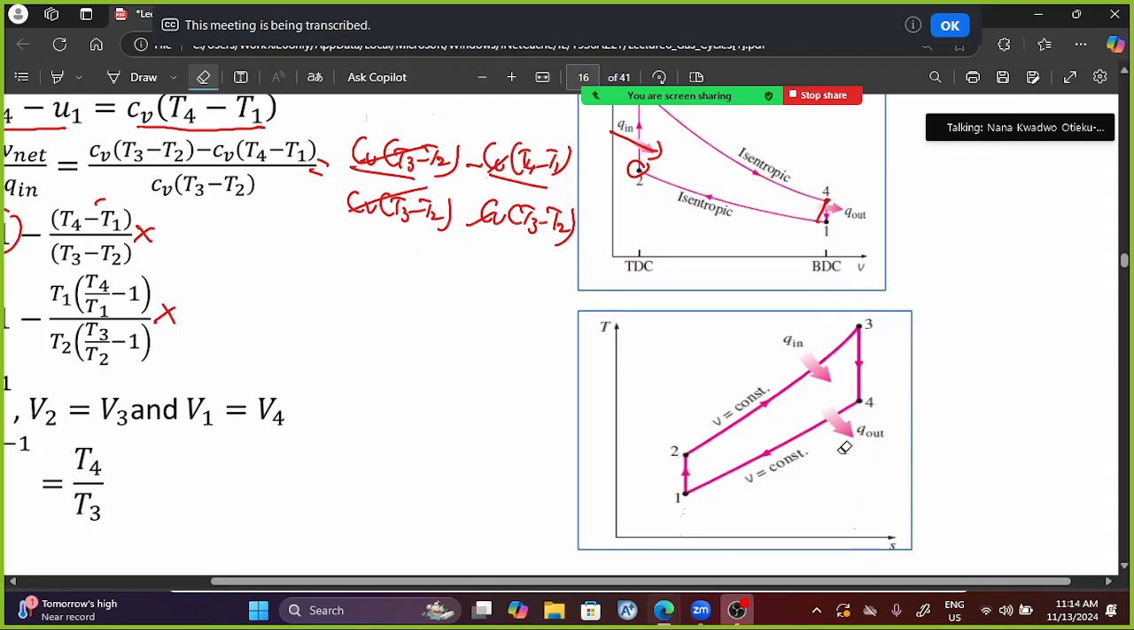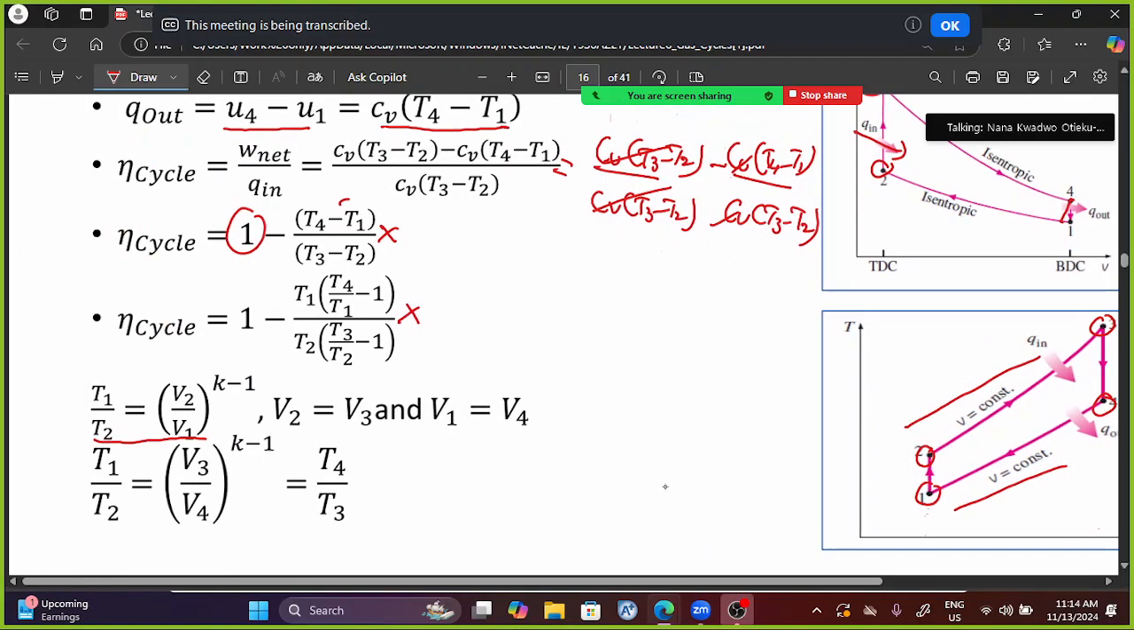You can't use these relations between points 2 and 3 and then between points 1 and 4. So please, when we are dealing with this particular equation, use it for a constant entropy process. So between 1 and 2 and then between 3 and 4. Don't do it for 2 and 3 and then for 1 and 4. Otherwise you make a mistake there.